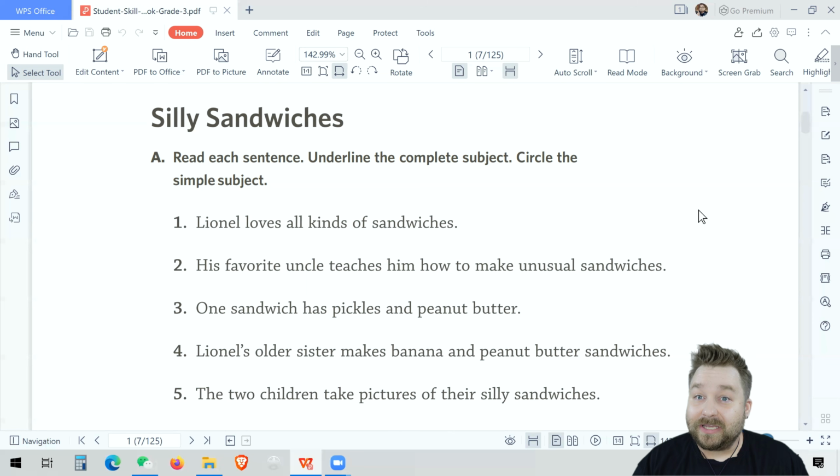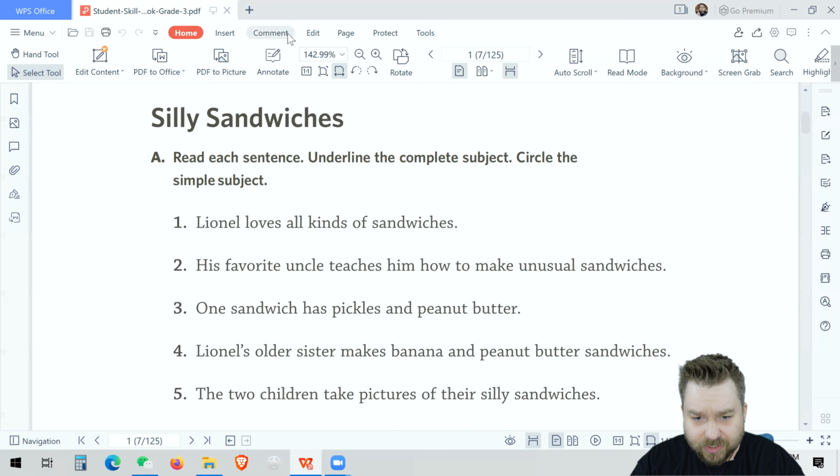Now, let's get started with our very first worksheet page where we are going to do simple subject and complete subject. Now, it's not as hard as you might think. Take a look here. So we're going to do something called silly sandwiches. Yeah, silly sandwiches. But it doesn't matter. Our directions are: read each sentence, underline the complete subject, and then circle the simple subject.